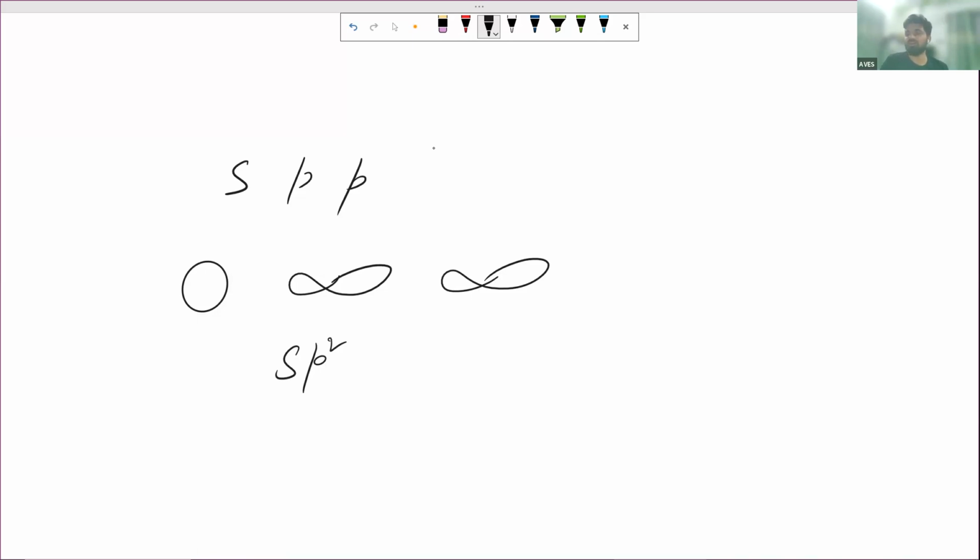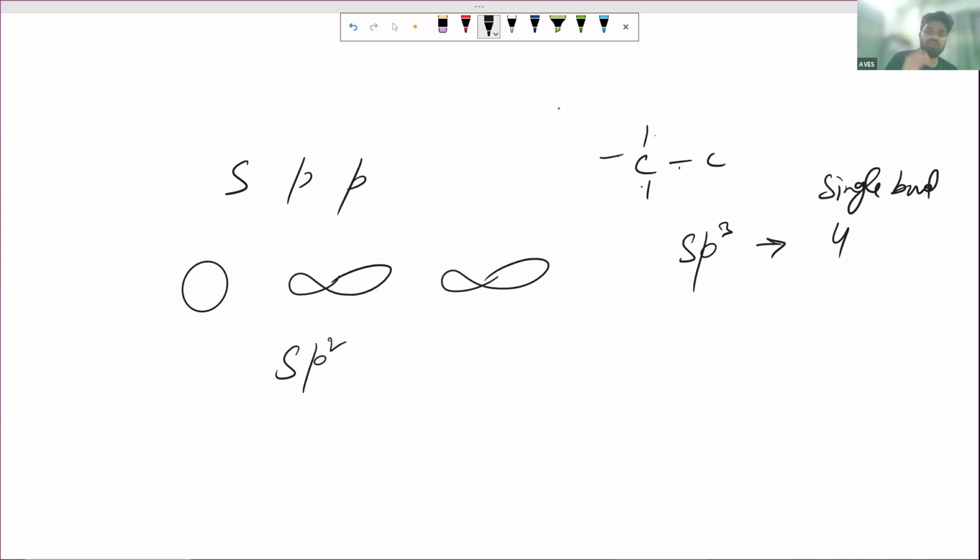Let me explain why this number. If the carbon is making all single bonds, how many single bonds is it making? Four. So its hybridization will be sp3. If the number of single bonds is 4, then the hybridization is sp3. Just keep this in mind. We will explain later, because if we start with hybridization it will take all the time, so we are just learning whatever we require to find the hybridization.